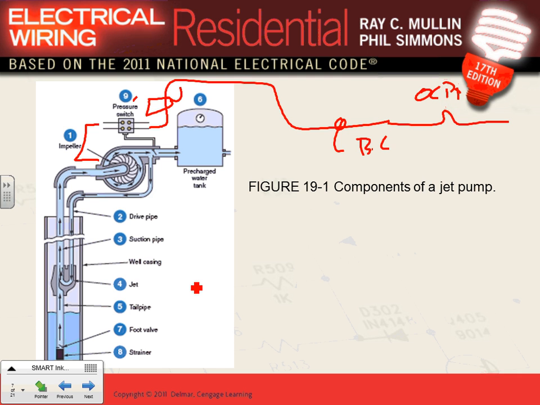Everybody's okay with that one? So we need to size the overcurrent protection device, the branch circuit, the disconnect, and the controller. In this case, it's a very simple pressure switch. And the motor, we wouldn't size the motor. So that's electrically speaking. Now, mechanically speaking, the way this works, you can see the pressurized tank, guys.